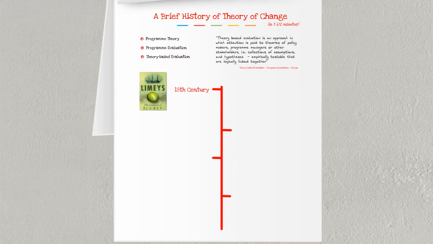In an extract from the book Limeys, The Conquest of Scurvy, a British naval captain observed the relative lack of scurvy when the ship's crew had access to citrus fruits in the Mediterranean. He therefore made half his crew consume limes, and the other half continue on the regular diet. The author suggests that what he was actually conducting was a social experiment, and this can possibly be seen as an early example of program theory.